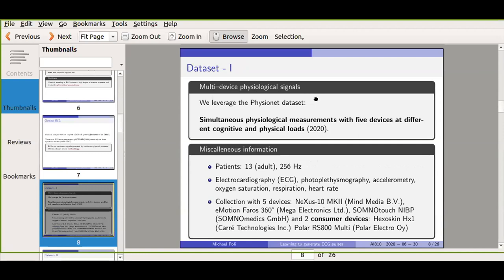So, data sets. We experimented with a few of them, but I chose this one in the end because it's enough for our purposes. It's a fairly new data set on PhysioNet called Simultaneous Physiological Measurements with Five Devices at Different Cognitive and Physical Loads. It doesn't involve a lot of patients, just 13, but it does involve a fairly big amount of data for these patients, around 20 minutes of sensor data, and not just ECG, but a bunch of other stuff, respiration, tidal volume, oxygen, and so on.